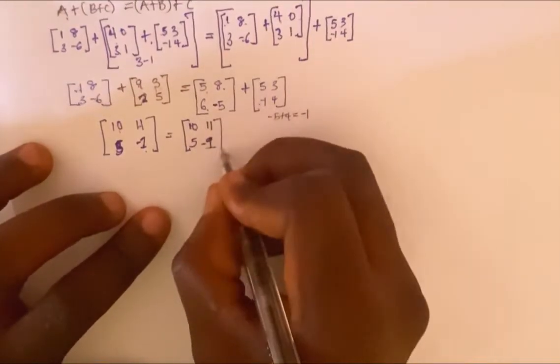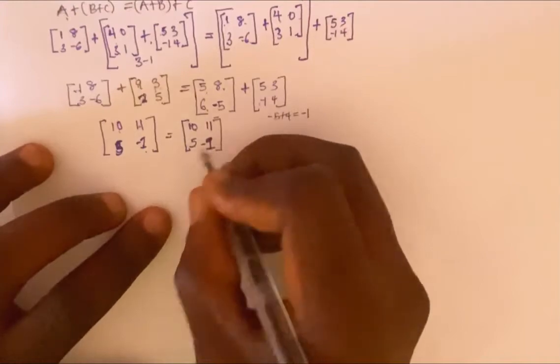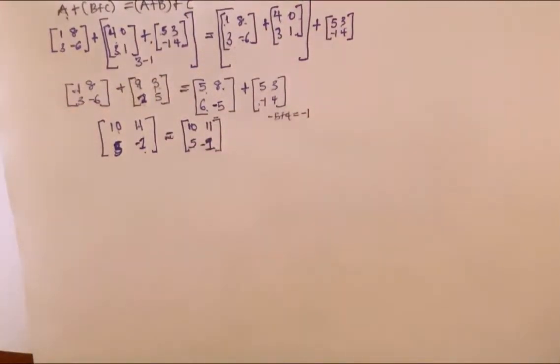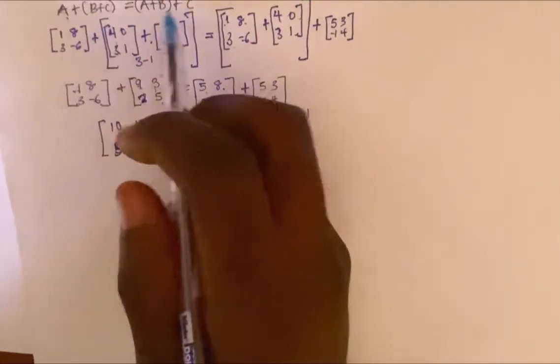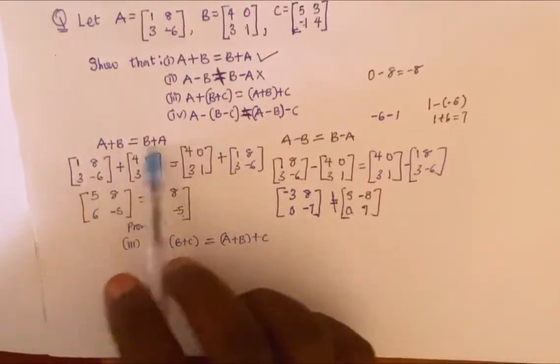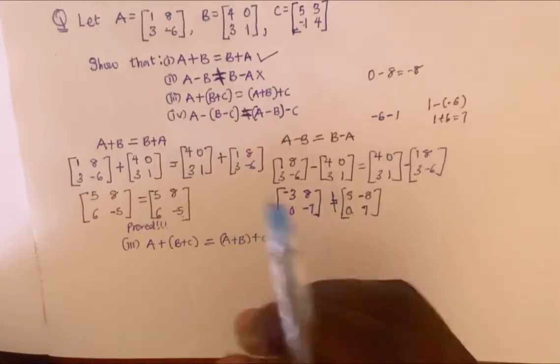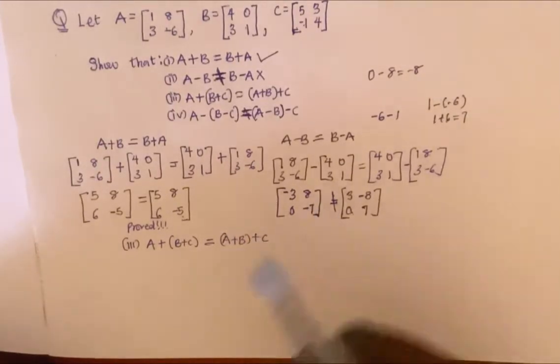So the elements are the same. So it shows that this is equal to what? Equals to this. That means associative property also holds true for this in terms of addition, right? This actually includes 3 different matrices. But here we have also a true matrix. So both commutative and also associative property actually holds true for the addition of matrices. So now let's just move to the next question.